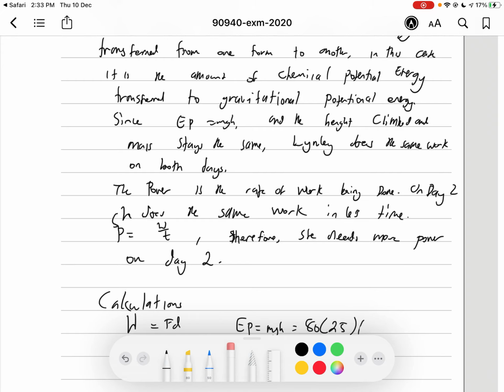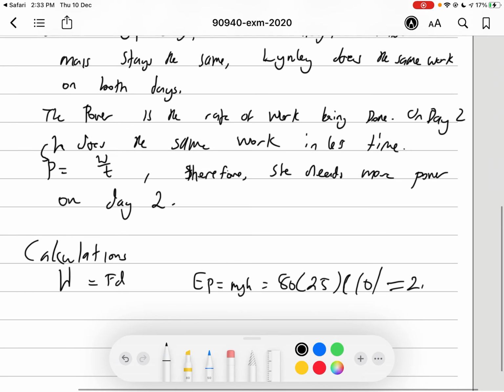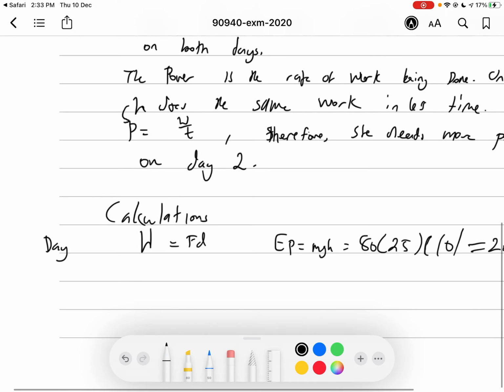Oh no, using 10. Sorry, I keep forgetting. Okay, times 10. So 80 times 25 times 10, that's 20,000 joules of work. It's 20,000 joules. So this is for day 1.